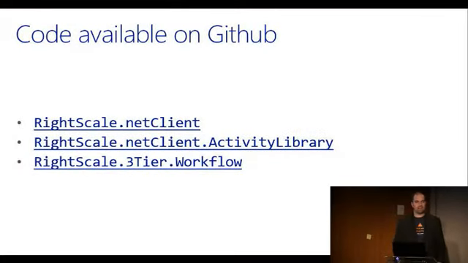And again, this is all available on GitHub. I'm going to glance right over this slide and get to the demo real quick. These are links, and you can go check them out. There are 3 components. There's the core library. There's the activity library, which is the plugin for Windows Workflow Foundation. And then there's the workflow project, which is just a little console app that kicks off a workflow job.